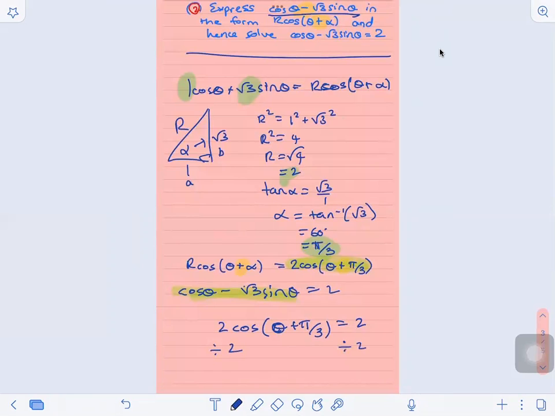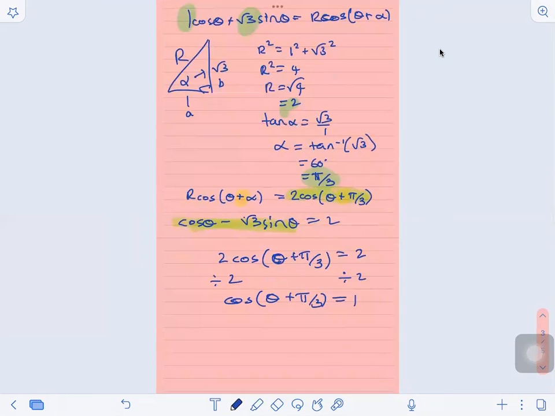Divide both sides by 2. That's cos(theta plus pi on 3) equals 1. All right, so you get the acute angle. So that's theta plus pi on 3 equals 1. Now, when is cos equal to 1? So cos is equal to 1 here at 0 and 360. And if you think about it this way, where is cos equal to 1? That would be 0 and then 360 or 2 pi. So it's going to be 0 and 2 pi.